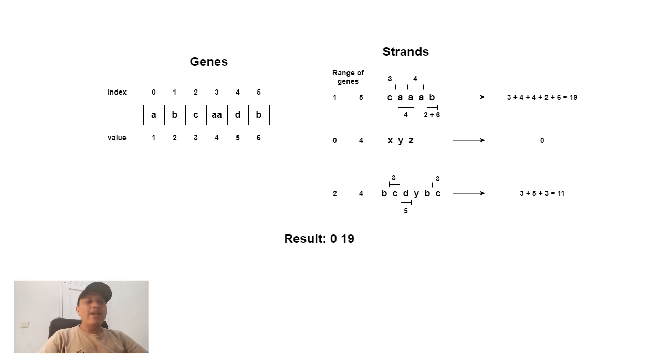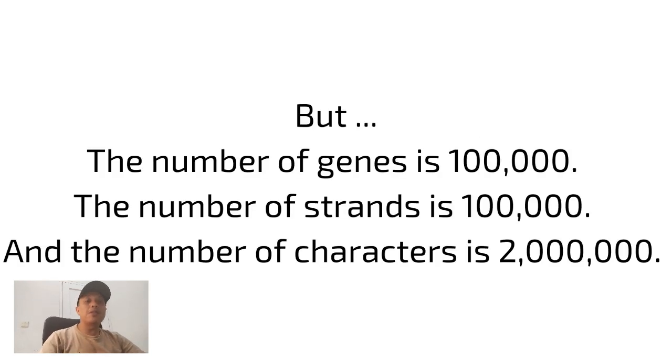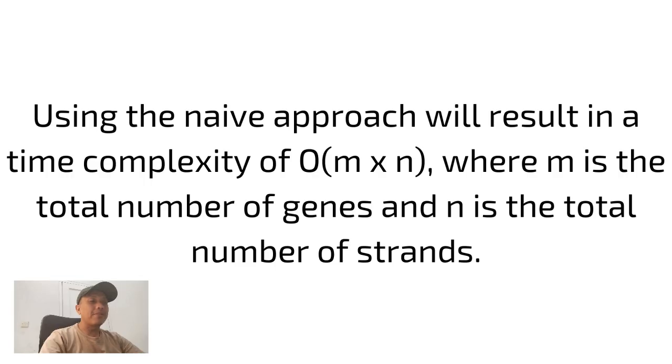If you think about it that way, I might agree with you. It seems like a simple problem, not a hard level one. But unfortunately, the challenge is more complex. The number of genes and strands can each be as large as 100,000, and the total number of characters can reach 2 million. If you use the approach we discussed earlier, it will result in a TLE, time limit exceeded, due to the time complexity of big O of M times N, where M is the total number of genes and N is the total number of strands.